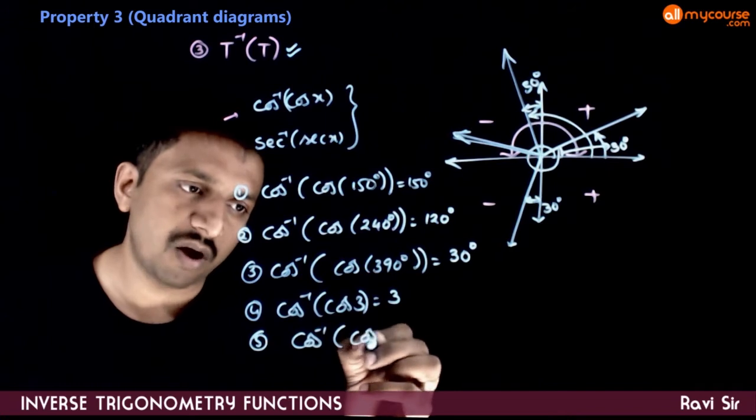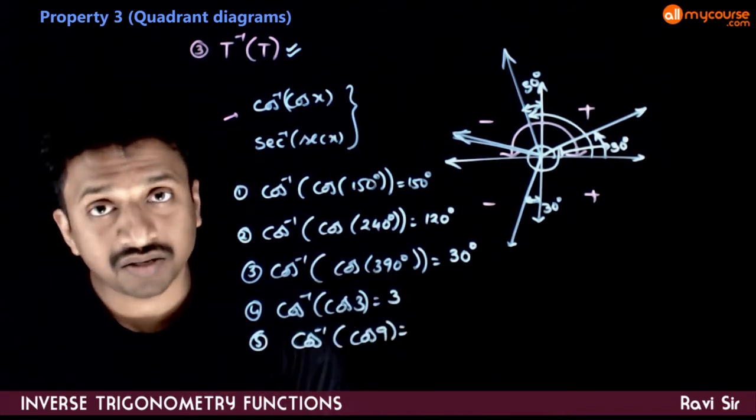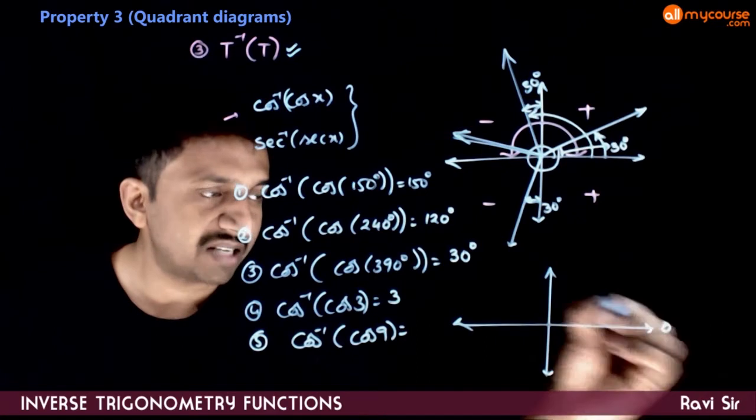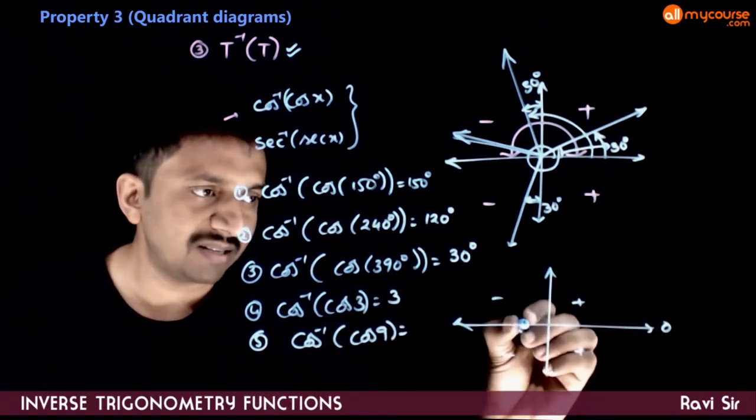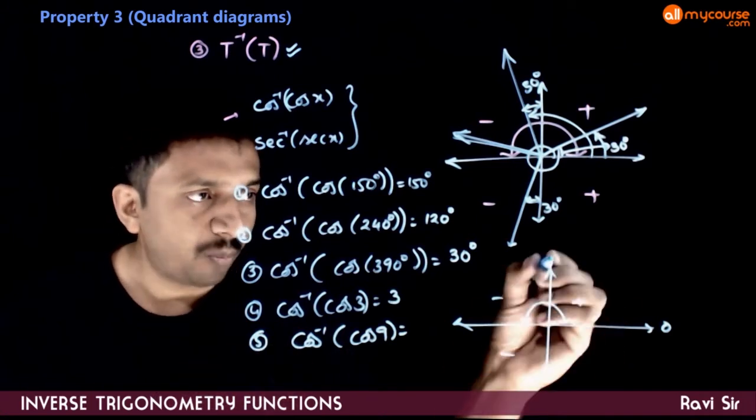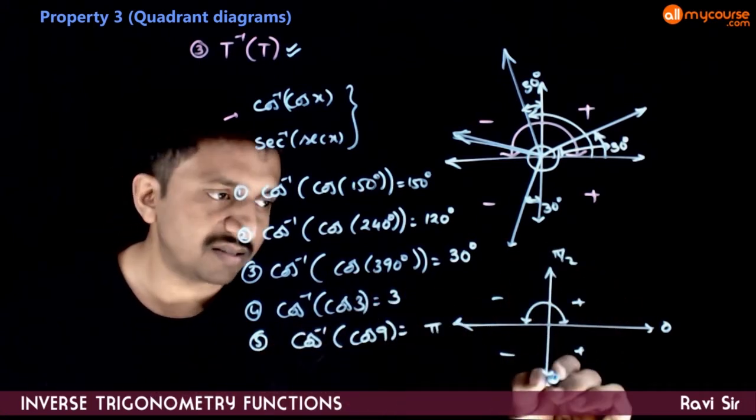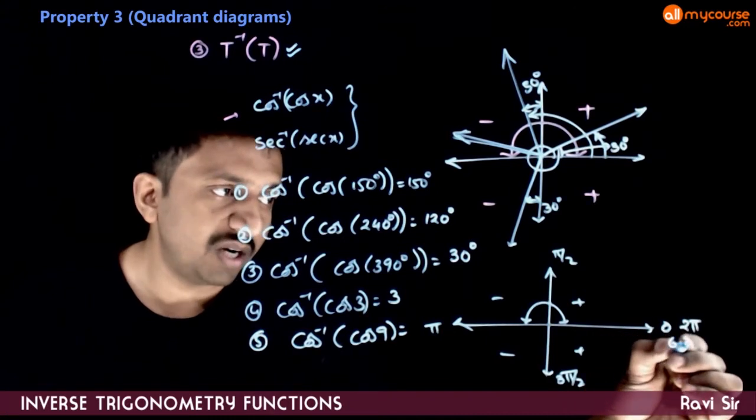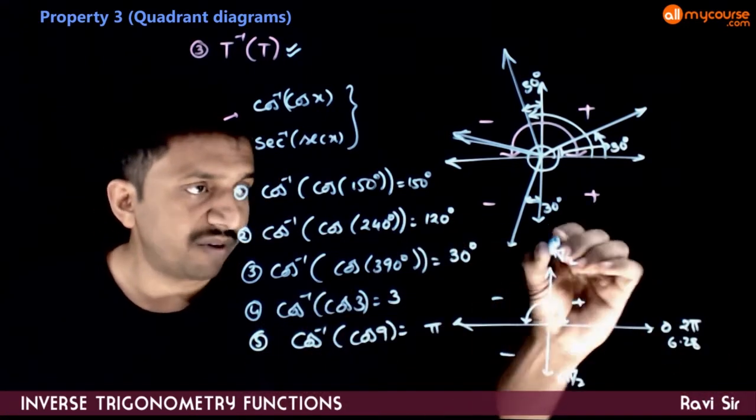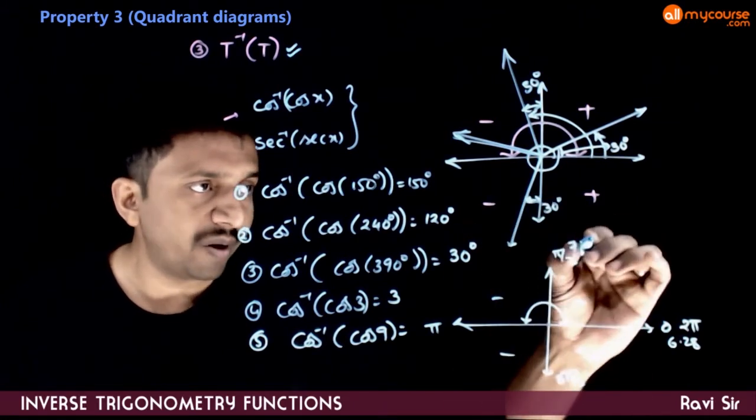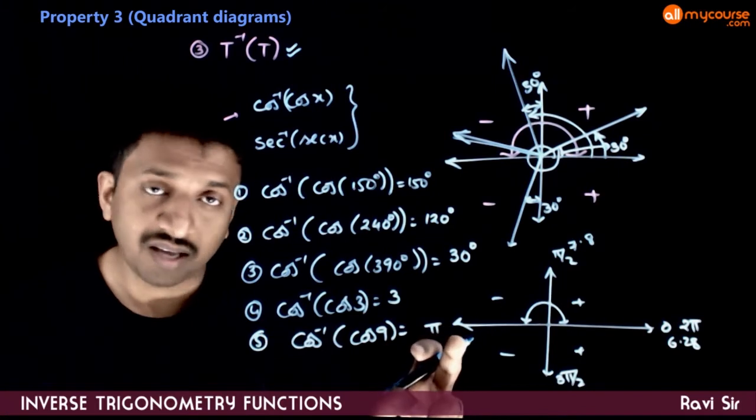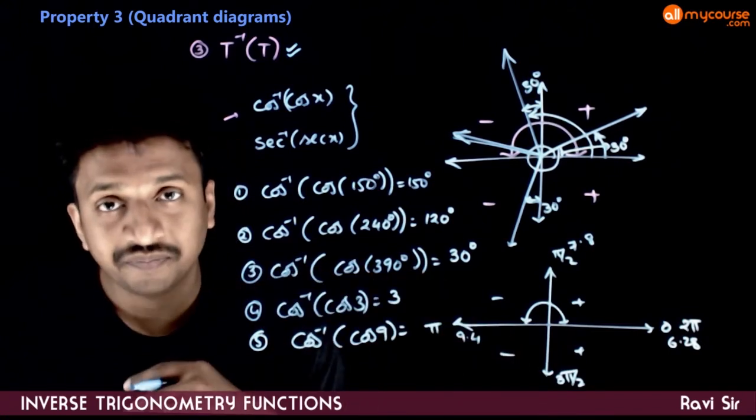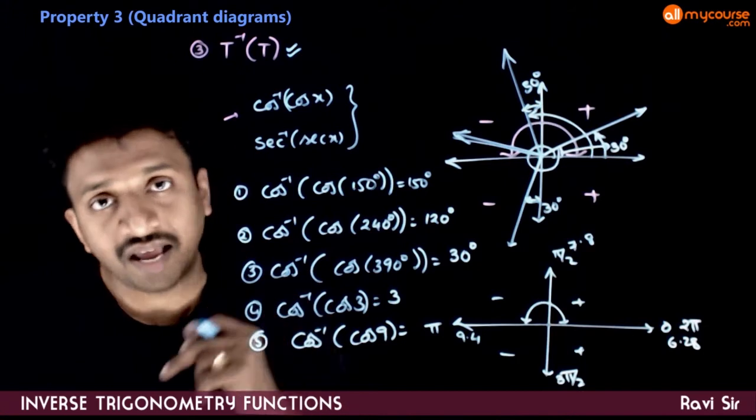Cos inverse of cos 9. What is cos inverse of cos 9? So 9 radians. This starts with 0, plus, minus, this is the diagram. So pi by 2 radians, pi radians, 3 pi by 2 radians, 2 pi radians, this is 6.28 radians, plus 1.57, about 7.8 radians. Here it is 3 pi radians. 3 pi is approximately 9.4 radians. So this is 7.8 radians, this is 9.4 radians.